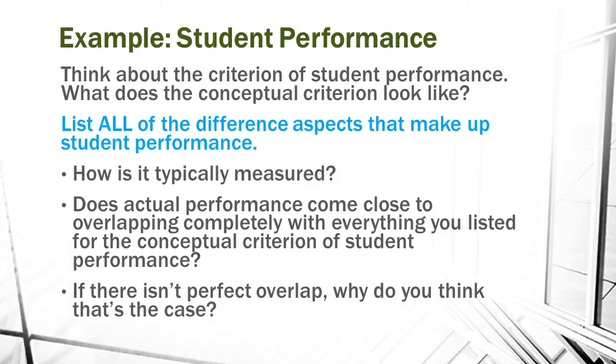Once you make up this list, I'd like you to think of how is it typically measured? And does actual performance come close to overlapping completely with everything you listed for the conceptual criterion? If there isn't perfect overlap, why do you think that's the case? You can work on this on your own.